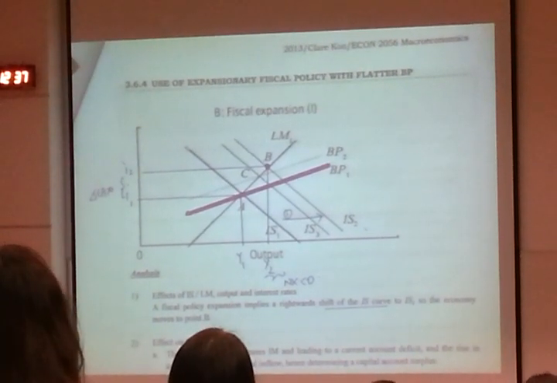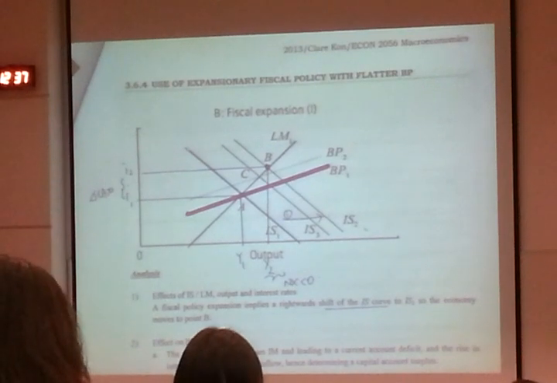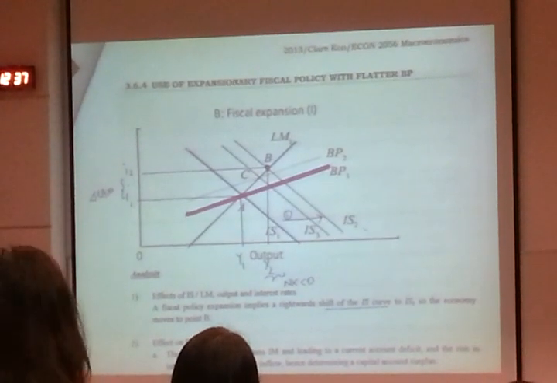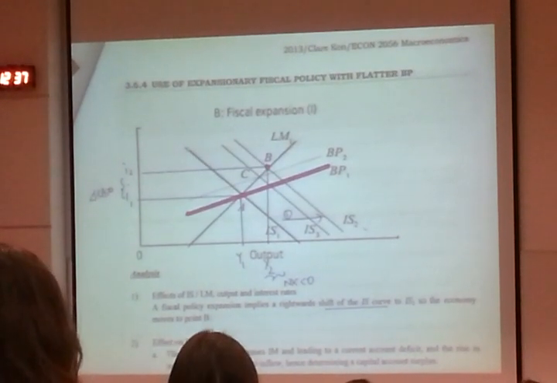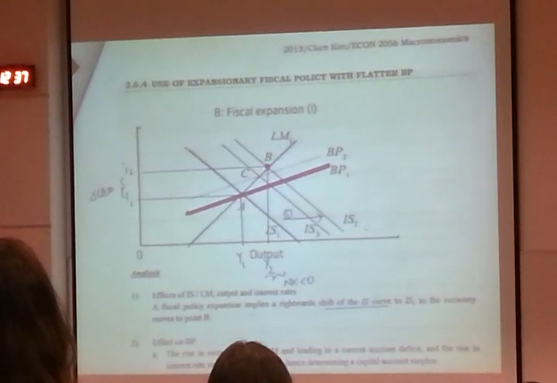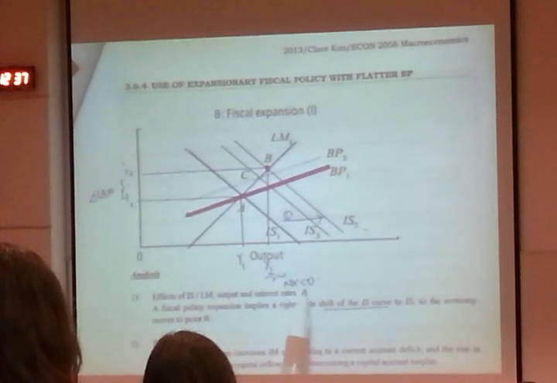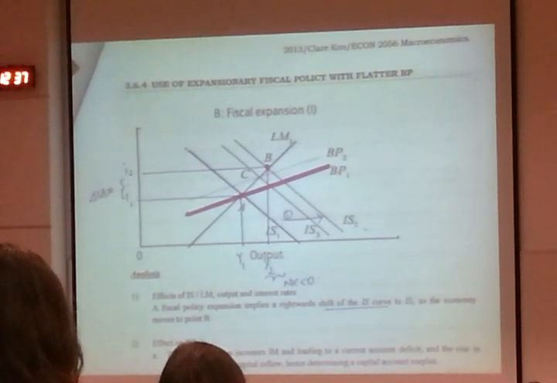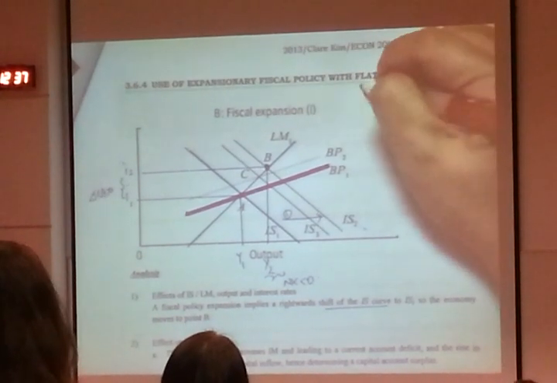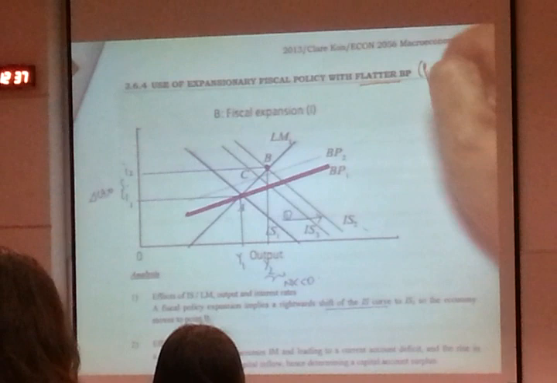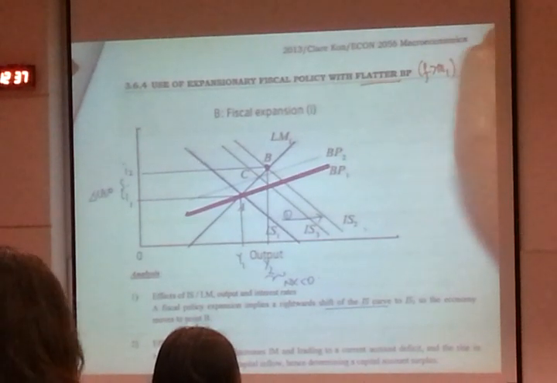Capital account is a surplus because interest rate goes up. Funds flow in to buy our financial assets. Income increase, we buy more import. NX negative. So one is a surplus, one is a deficit. And that's where you assign numbers. How do you assign? Check the slope. Flatter BP means F is more than M1.